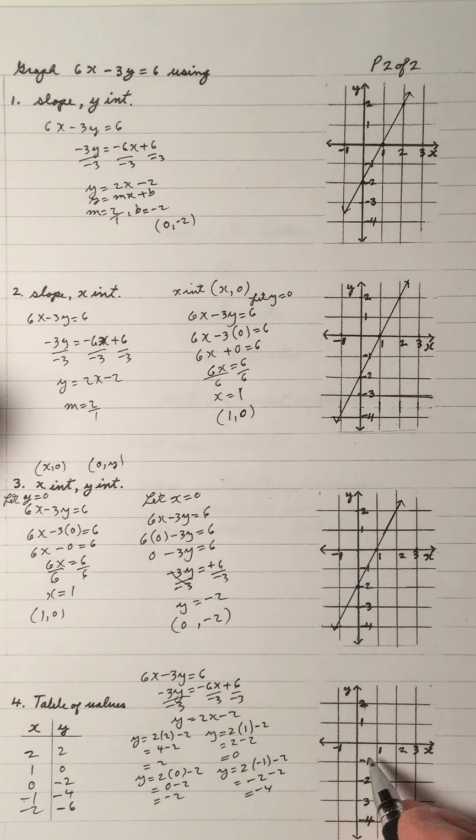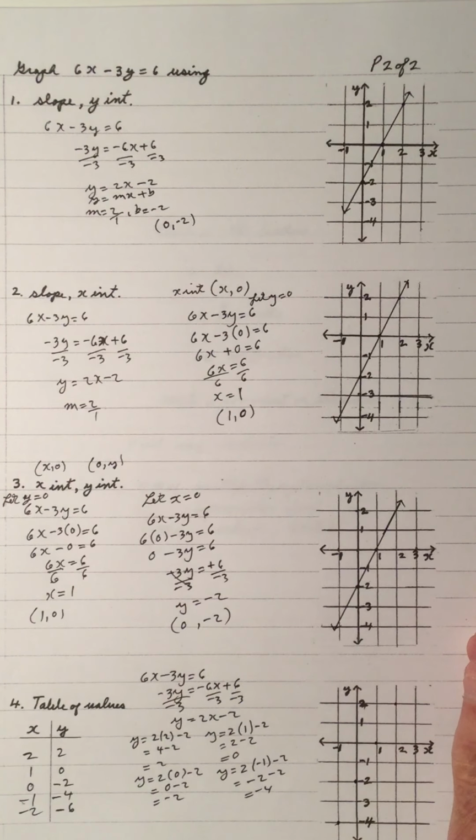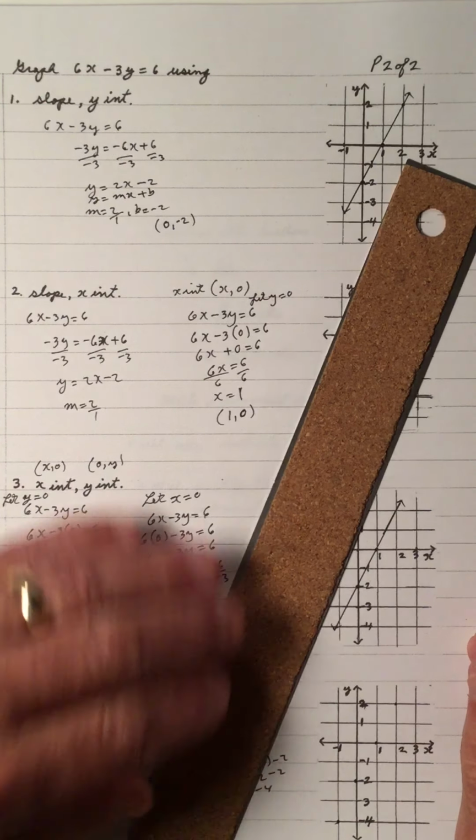So 2 gives me a 2. 1 gives me a 0. 0 gives me negative 2. Negative 1 is negative 4. And again, it's the same line, but you're using a table of values.